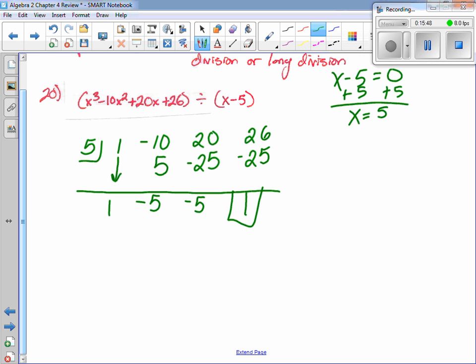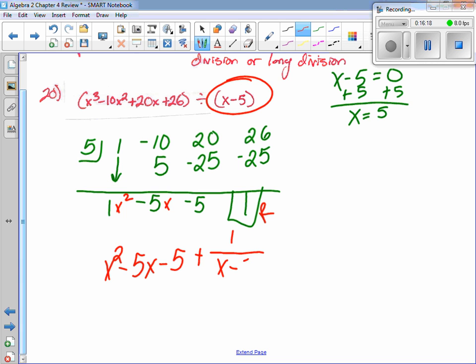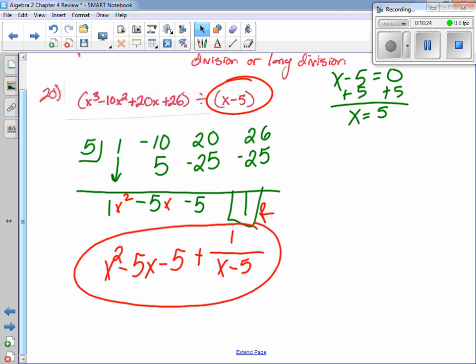Any questions on any of this here? You will lose points if you leave it like this. Because again, this is our remainder, our term without x, our term with x, and our term with x squared, yes? So our answer that we actually have is x squared minus 5x minus 5 plus the remainder over what we were dividing by. And what were we dividing by? So that there is the answer.